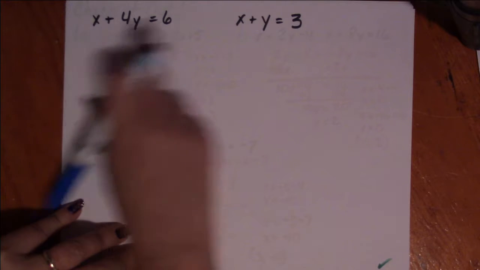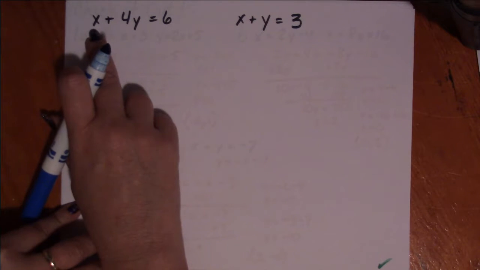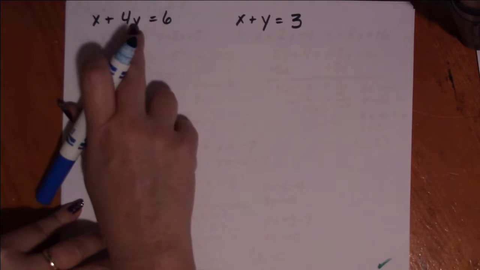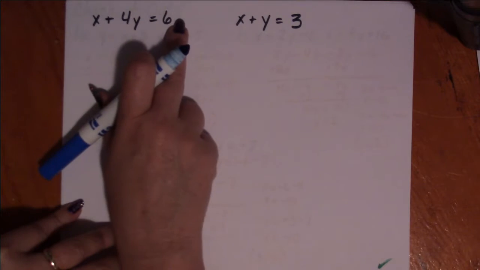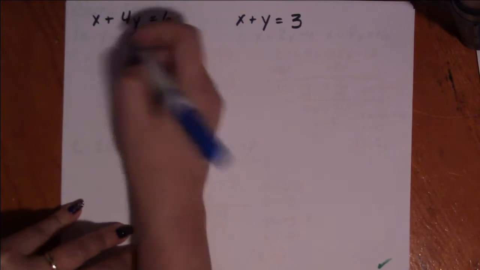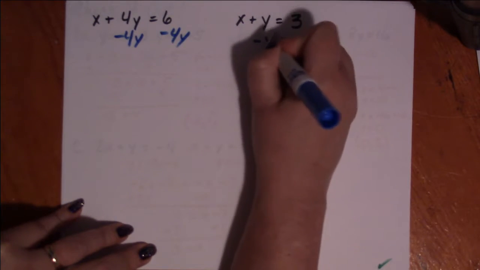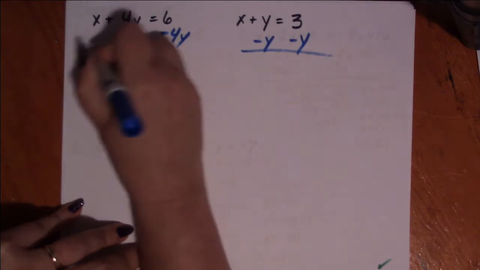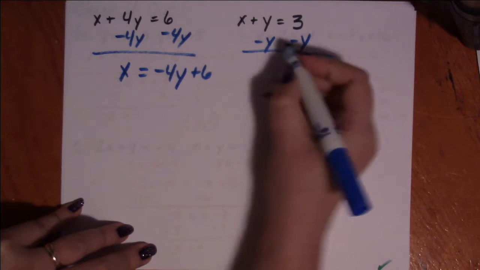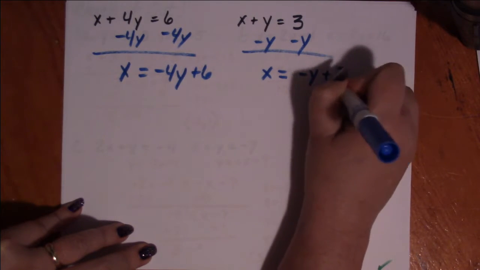Here, I've got both of my x's as singles, so I don't have to divide anything. So rather than make the y on the outside, I would have to divide each by 4, and this ends up being fractions, and that's a pain in the neck. I'd rather use x's this time. So I'm going to subtract 4y from both sides here, and I'm going to subtract y from both sides here. So here x equals negative 4y plus 6, and here x equals negative y plus 3.